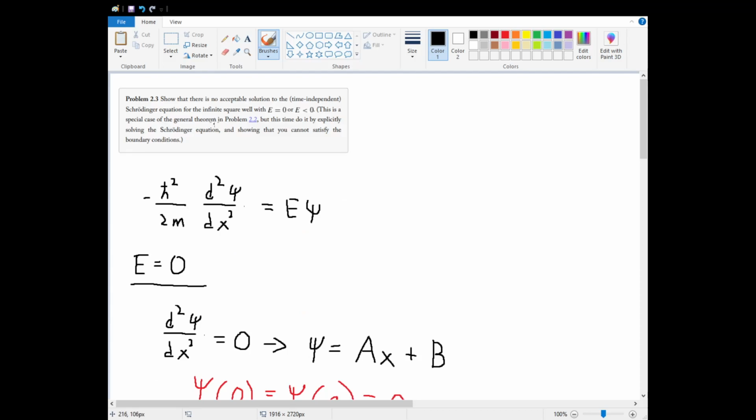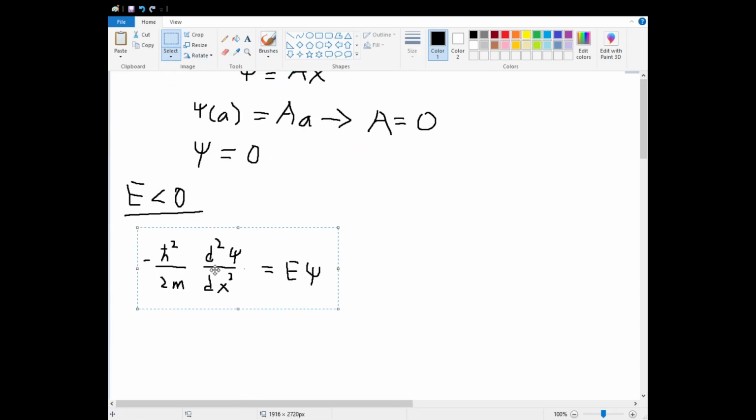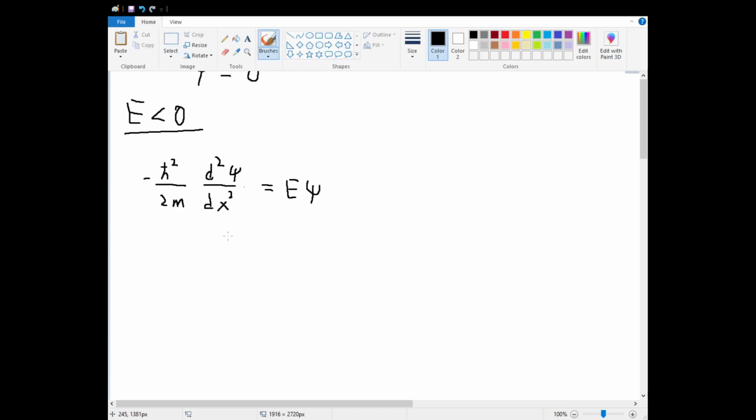So if energy is less than 0, we have the same expression here that we had before. But now, since energy is no longer 0, we can actually create an exponential expression for this. So let's do that. The second derivative of psi with respect to x squared is now going to be equal to, where I move everything out to the other side, negative 2m times E over h bar squared times psi itself, and this is obviously just an exponential function.